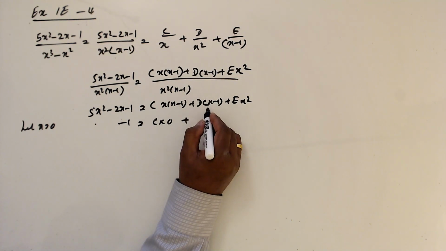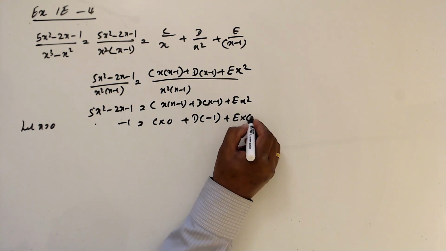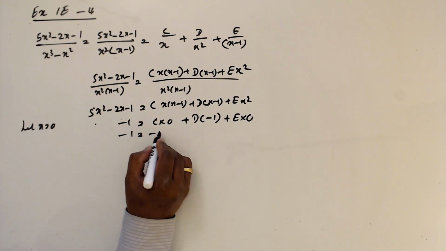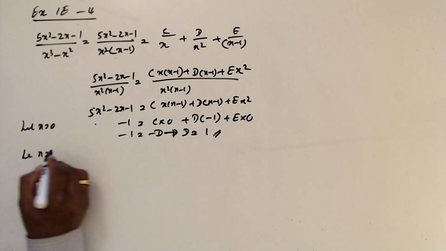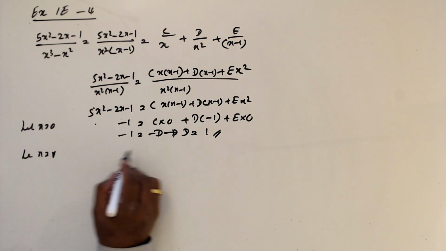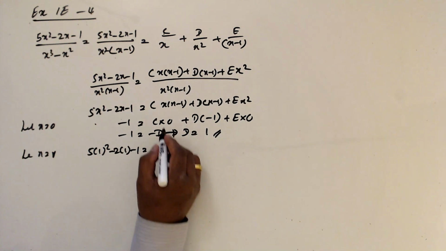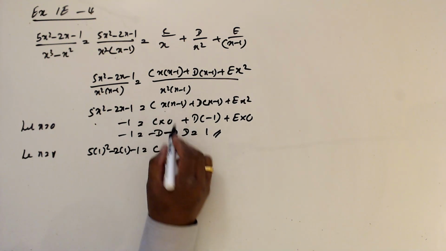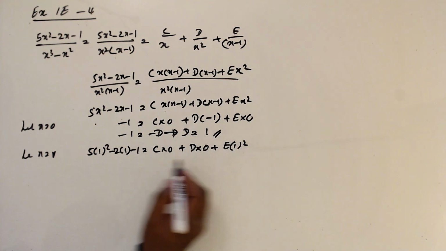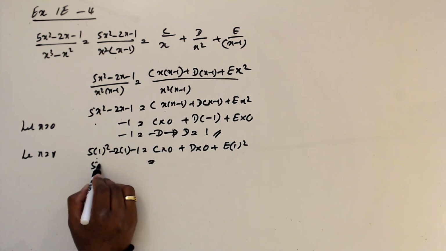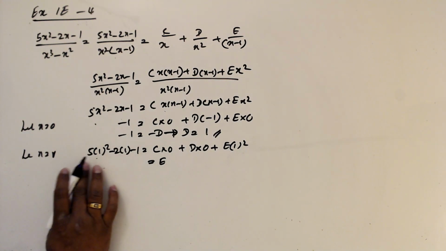And this is going to be d times minus 1 plus e times 0. So minus 1 equals minus d, d equals 1. Then let x equal 1. When x equals 1, this is 5 times 1 squared minus 2 times 1 minus 1. This is c times 1 times 0, d times 0 and e times 1 squared. So this is going to be 5 minus 2 minus 1 equals e. So this is going to be 2, e equals 2.